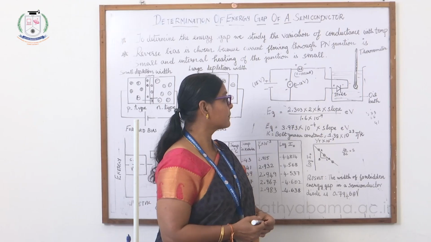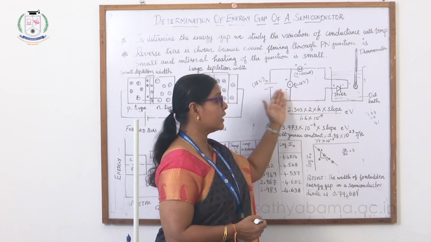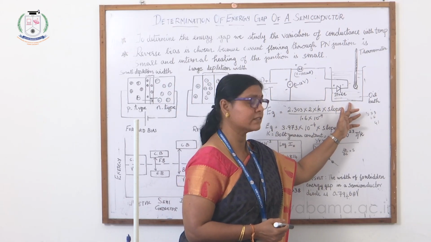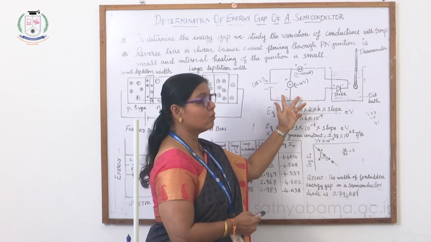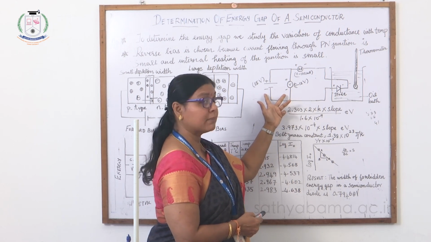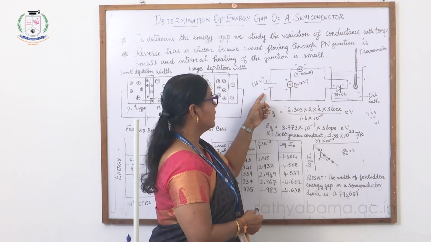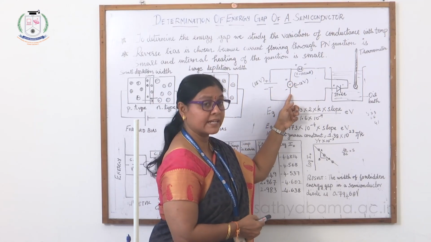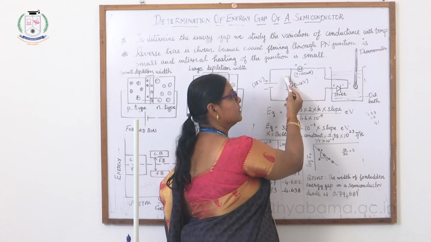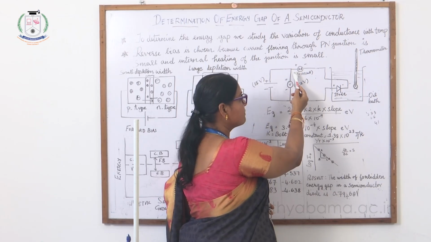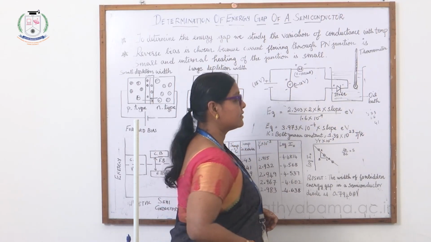Now to look at the circuit, we observe that the battery and the diode are connected with opposite polarity. So also we see that the battery and the voltmeter are connected in parallel. The positive of the battery is connected to the positive of the voltmeter, and the negative of the battery to the negative of the voltmeter. Similarly, the positive of the voltmeter is connected to the positive of the microammeter, and the negative of the voltmeter is connected to the positive of the battery.